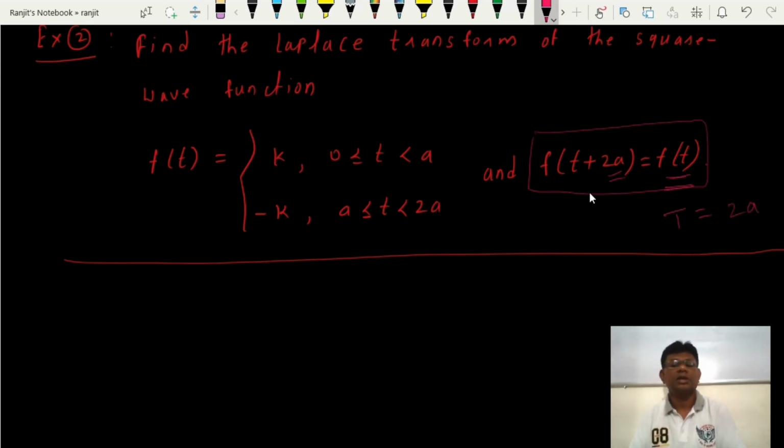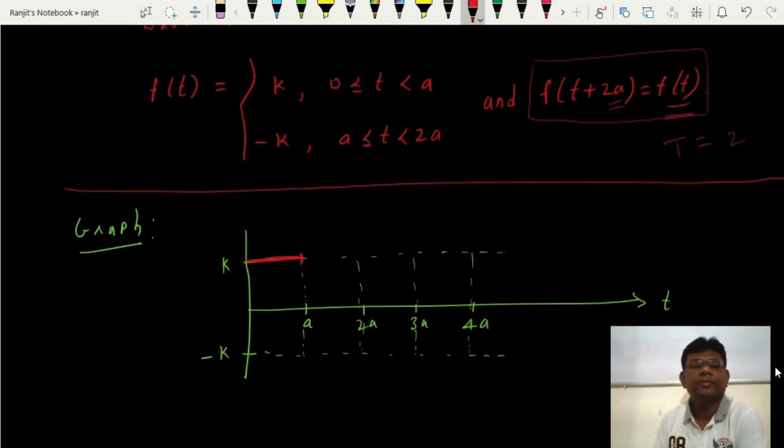Now the graph of the periodic function. So this is the graph for f of t: f of t is equal to k if t is between 0 and a, and f of t is equal to minus k if t is between a and 2a. The graph is here. So this is the complete graph of the given function f of t.